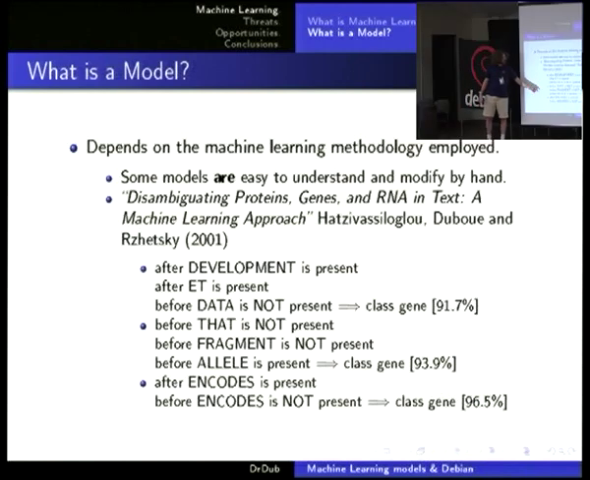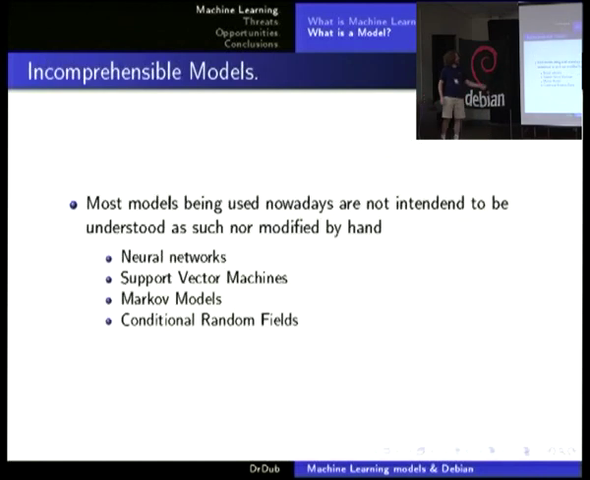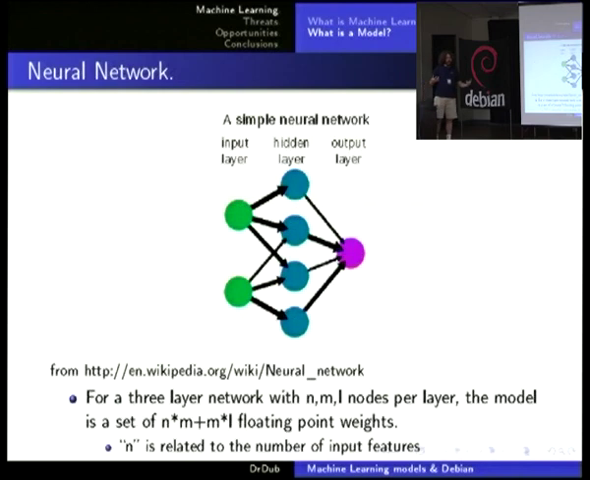These types of rules could be a preferred form for modification, because you can understand them and change them. On the other hand, most models are not understandable, or, as people told me I should say, incomprehensible, and are not really intended to be understood or modified by hand. You have things like neural networks, although they are not that popular these days, support vector machines, Markov models, conditional random fields. These are large collections of floating point numbers. They are very, very opaque. There is no real intention behind them to be dealt with by hand.